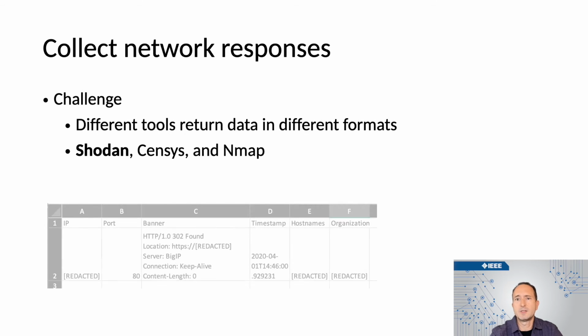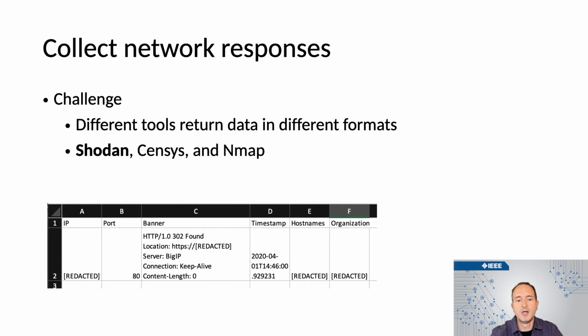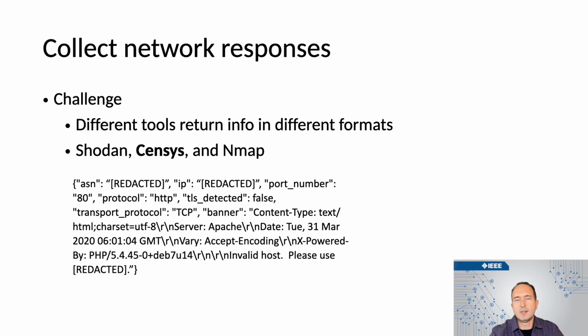And let's look at Shodan's comma-separated values first. You can see the banner there in the middle starts with the first line of the HTTP response, the code in the text, 302 being a redirect, 200 being OK, 404 not found, etc. Turning to Censys, OK, it's in JSON, not a problem. We can deal with that. But look at the banner. It doesn't have that code. It starts with content type.